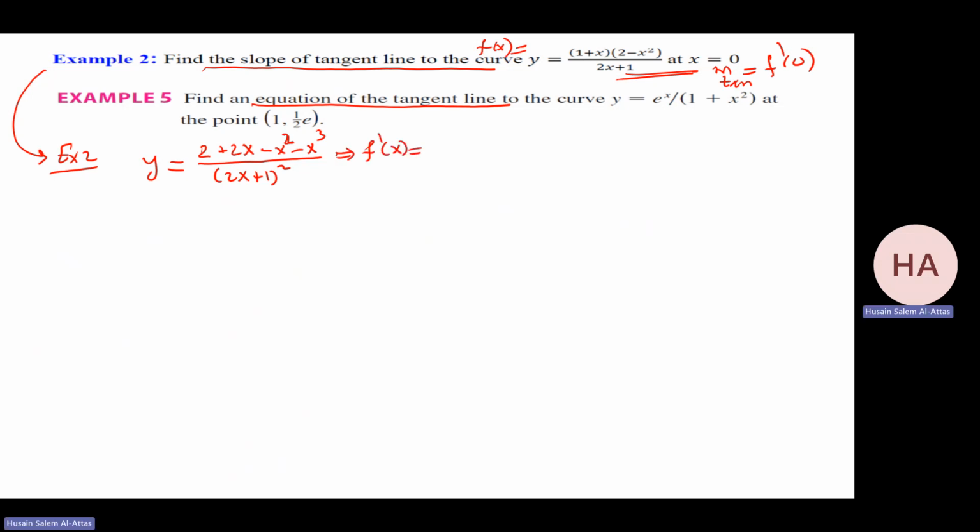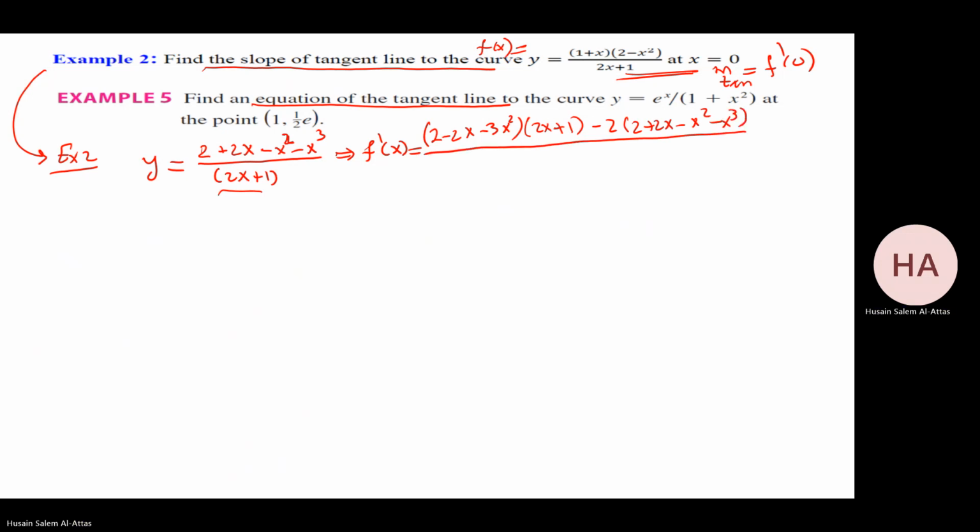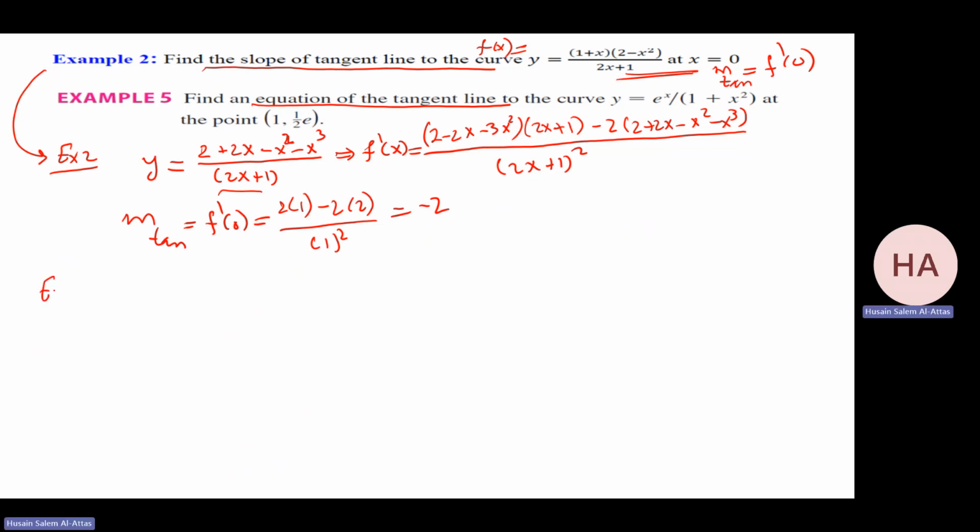It's a quotient rule. Derivative of the numerator, which is 2 minus 2x minus 3x squared, times the denominator. There is no x squared. It's 2x plus 1. That is the denominator. Minus 2, derivative of this, times the numerator, over the denominator squared. Since I'm finding it at 0, it will be better to substitute right away, because many of the things will go to 0. So I have 2 times 1 minus 2 times 2 over 1 squared. And that is what? Minus 2.